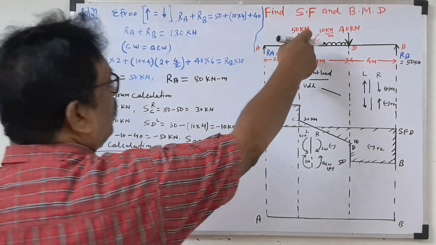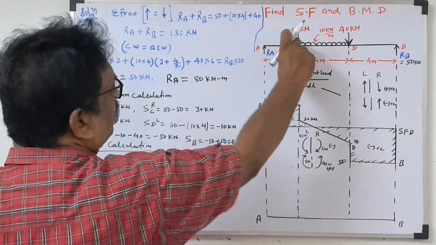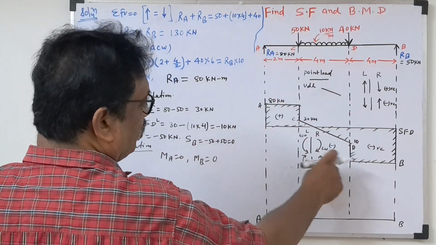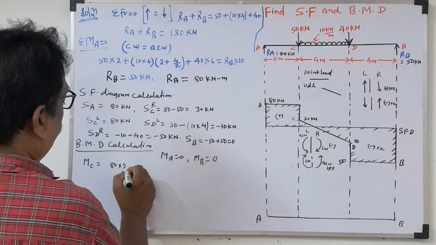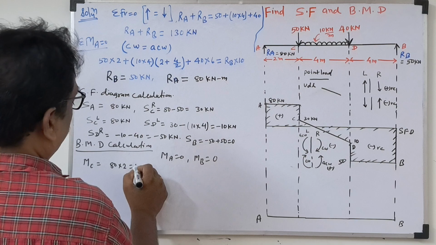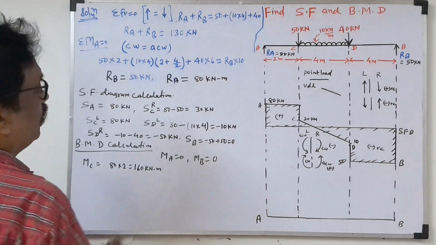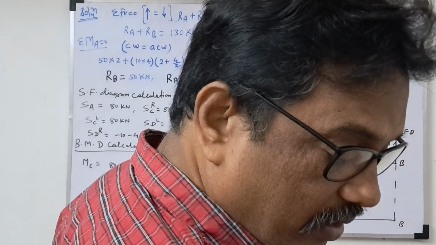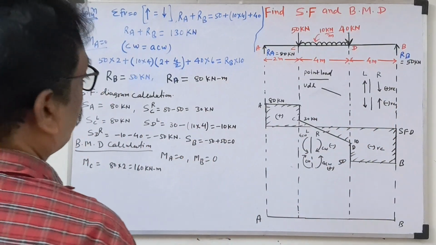Now we will take the bending moment at C. So RA into 2, 80 into 2. What is the direction? Clockwise. Clockwise direction, left side, positive. So 80 into 2 is equal to 160 kilonewton meter. The unit is kilonewton meter. So the bending moment calculation at C is 160 kilonewton meter.